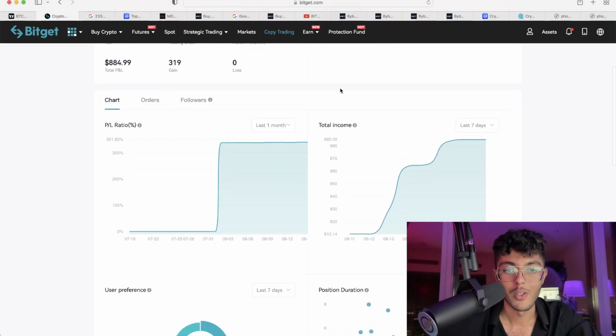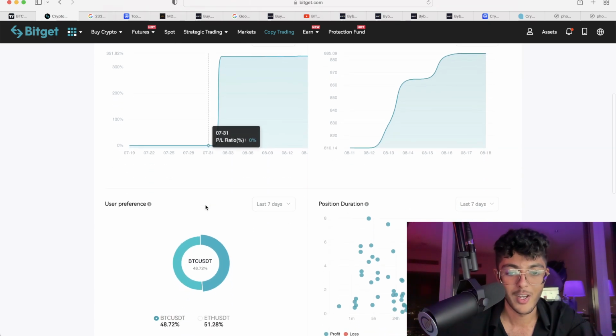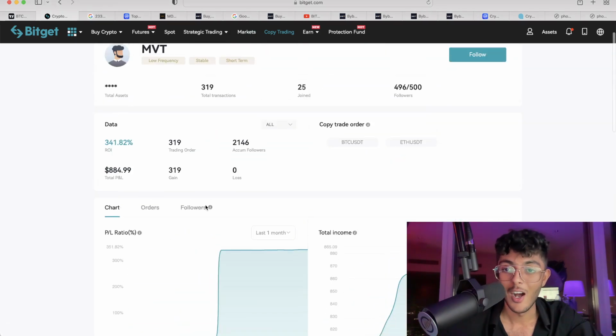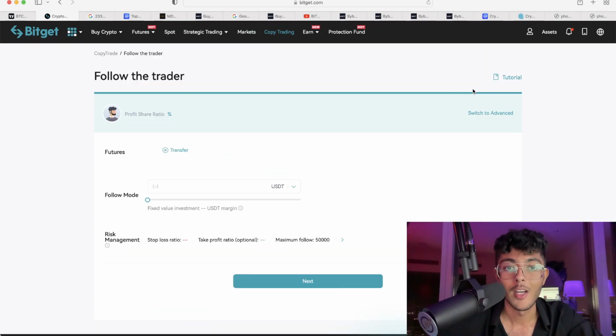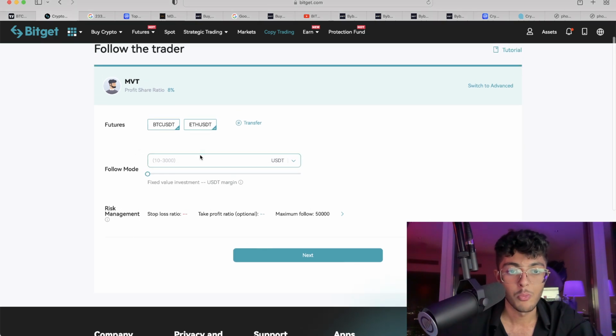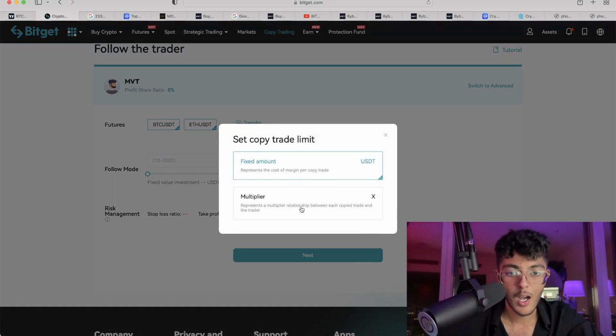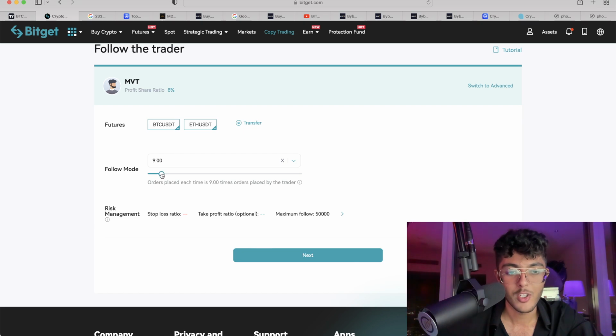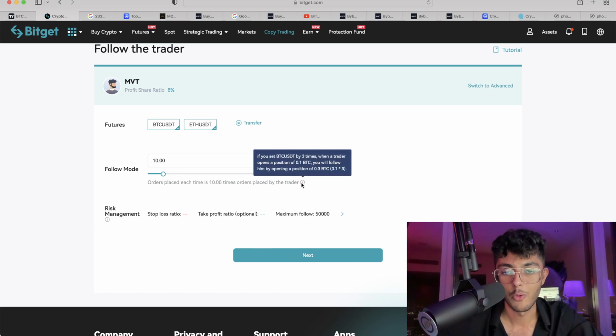Again, let's take a bit of a look at the profit and loss. This is very strange. I don't understand why the data looks like this, but let's just roll with this anyway. Go ahead and follow him. What I want to do is actually change this follow mode to a multiplier, which means that, for example, if I choose a 10 times multiplier, we've actually got an info box right here.